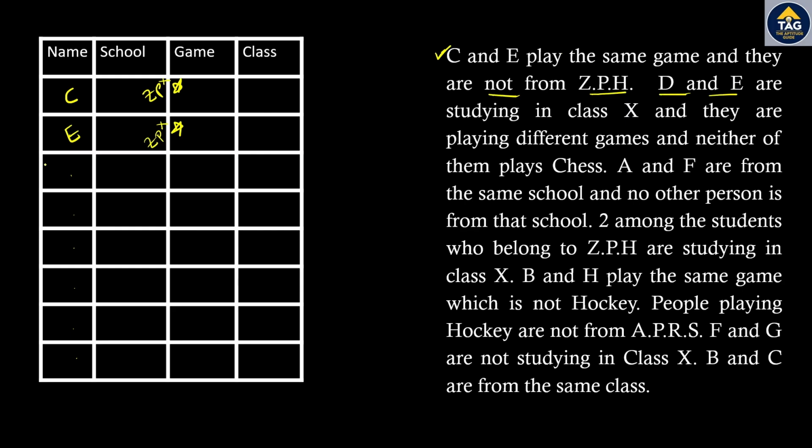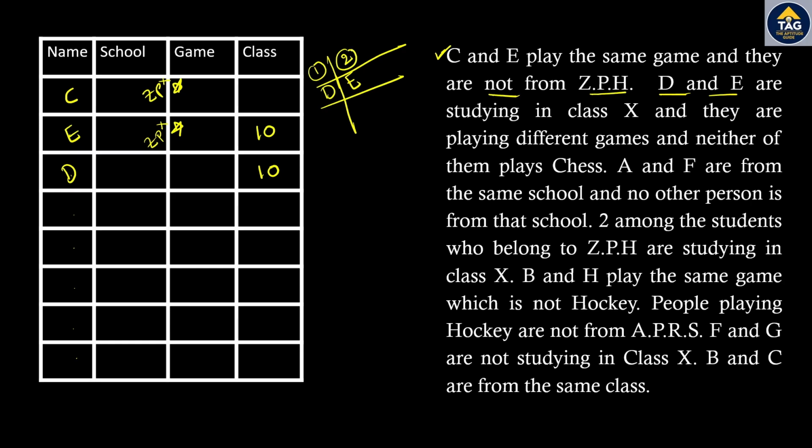D and E are studying in class 10. We have written something about E earlier. Now, in addition to this, you are given some information about D. D and E are studying in class 10. Let me write it here. E is from class 10. D is from class 10. They are playing different games. So I want you to understand this: as D and E are playing different games, D and E belong to 2 different schools. If D is from one of the schools, E should not be from that school.